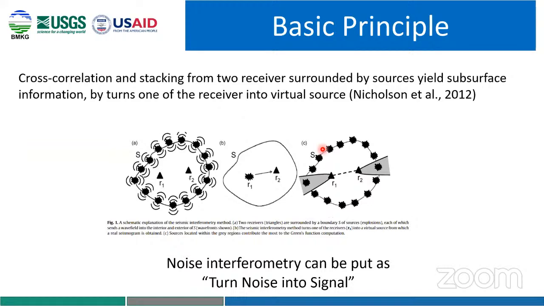For a clearer explanation, we can see this picture. Let's say we have two receivers, R1 and R2, surrounded by sources. The source can be an explosion, or in this case noise. By seismic interferometry, we turn one receiver into a virtual source, and by cross-correlation and stacking from these two receivers, we can obtain subsurface information.